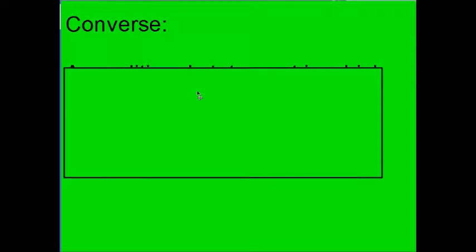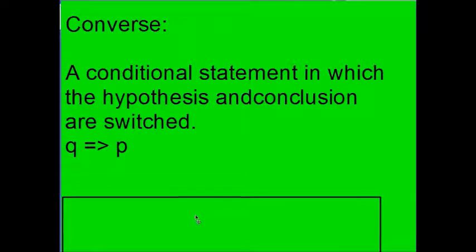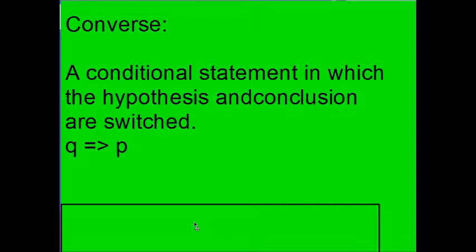Alright, now we're getting to the converse. The converse. It's a conditional statement in which the hypothesis and conclusion are switched. So from our previous slide, we had P implies Q. For the converse, you flip-flop them.